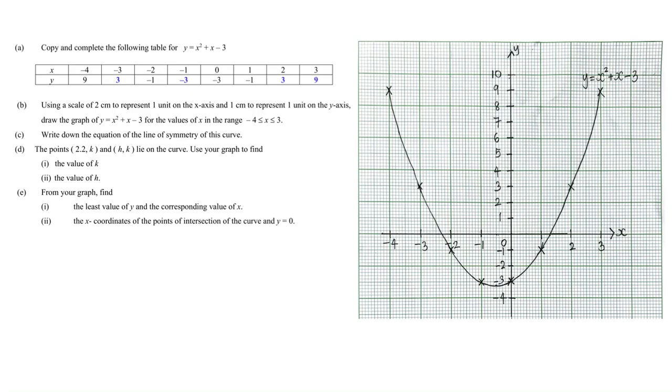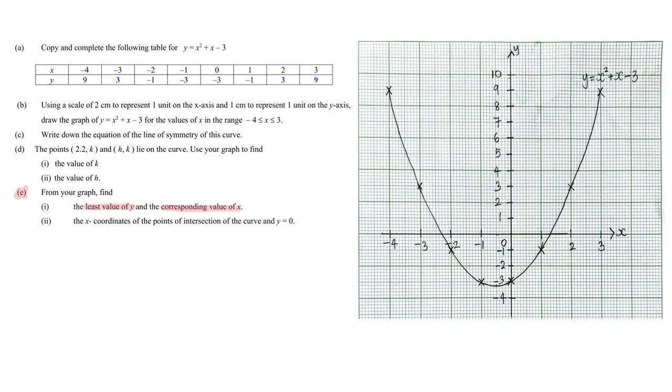Hello everyone, for this part of this question, we are focusing on part E. Alright, so for this question, find the least value of y and the corresponding value of x.